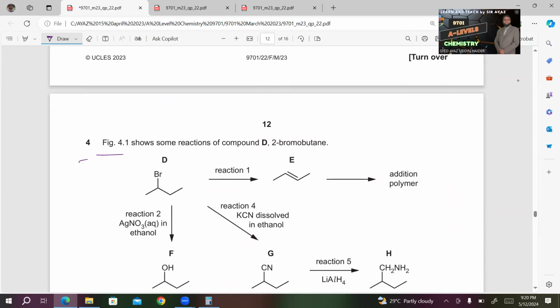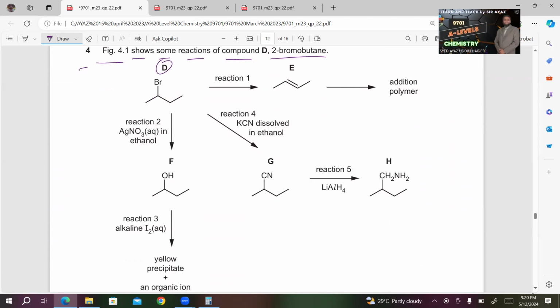Question number 4. Figure 4.1 shows some reactions of compound D, 2-bromobutane. This is D, 2-bromobutane. So here's the reaction. We have reaction 1, reaction 2. We don't have reaction 3. We have reaction 4, reaction 5.